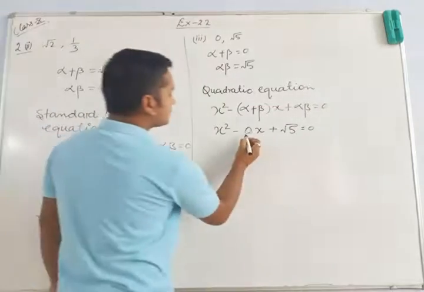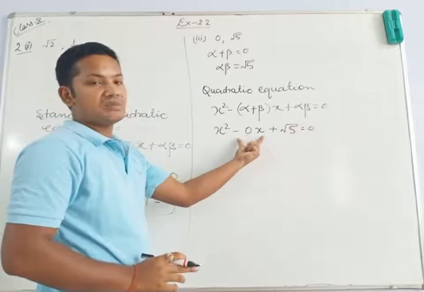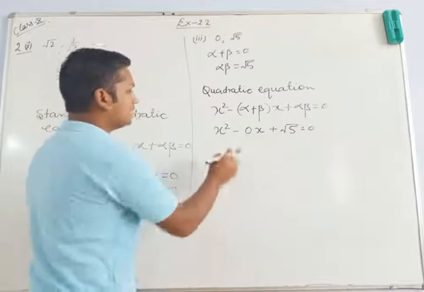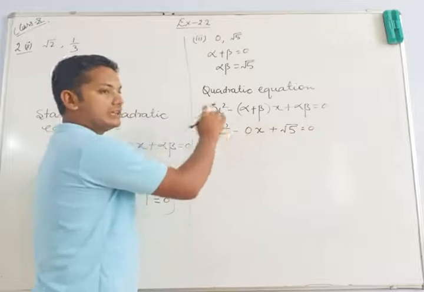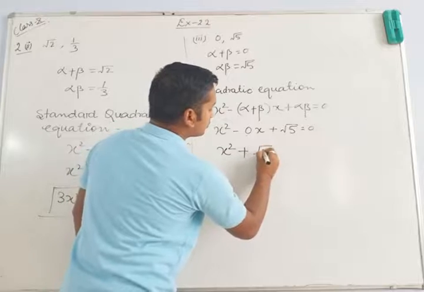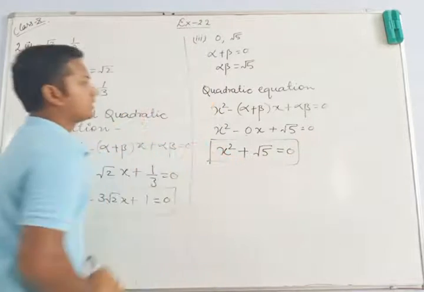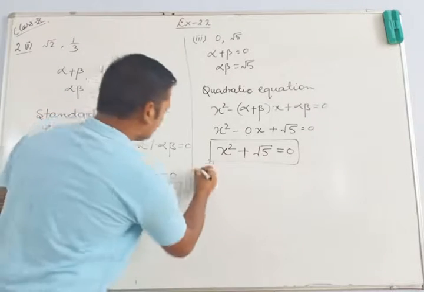Now here, since the multiplication of these two will give you 0, what will come from the multiplication of these two? 0 will come directly. So we will be eliminating this term; we will not write this term. So now what will it become? x square plus square root 5 equals to 0. So this is our required equation. Now question number 4.